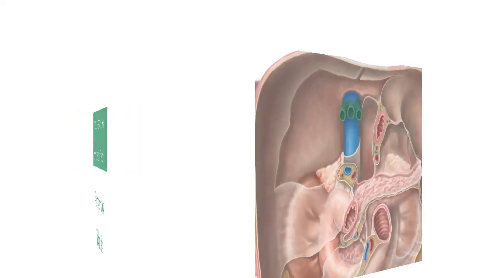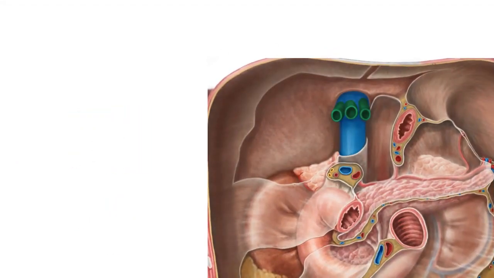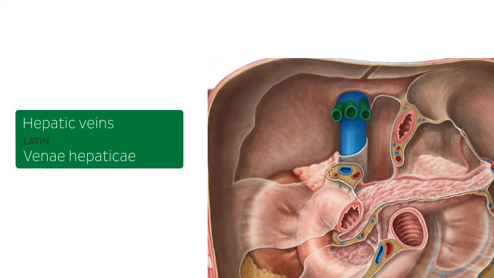Also at the level of T8, you can see a group of veins which drain into the inferior vena cava. These are known as the hepatic veins and are highlighted here in this image. These veins carry deoxygenated blood from the liver to the heart. As we can see in this image, they're located on the anterior surface of the inferior vena cava.